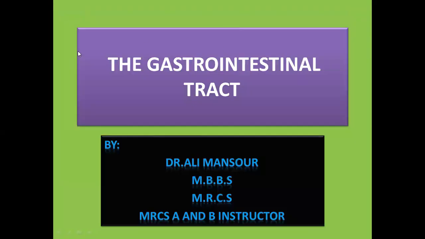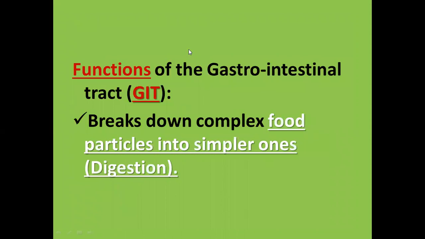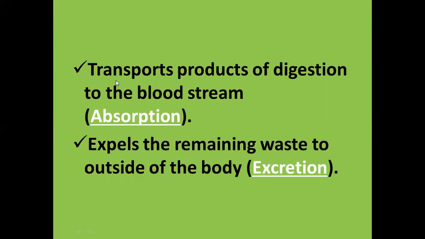We will start discussing the GIT, the gastrointestinal tract. This is the introduction. As I said before, the GIT is also known as the digestive tract, the alimentary tract, and the gut. The function of the GIT is to break down complex food particles into smaller ones. This is digestion. We also have absorption, which is transporting the products of digestion to the bloodstream, and excretion, which is expelling the remaining waste products outside the body. So these are the functions.